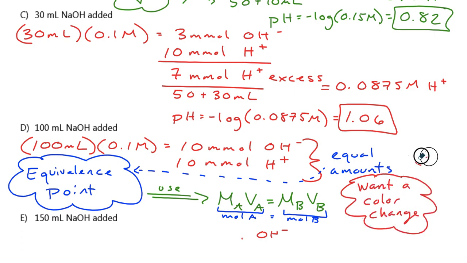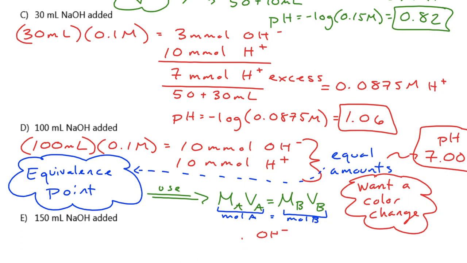Also, just so you guys know, we also want a color change. So unfortunately for this one, we can't really compute this. And the reason why is that this is a strong with a strong, so that's going to be 7. When there's a strong and a strong, it perfectly equals out, and we're going to have a pH of 7.